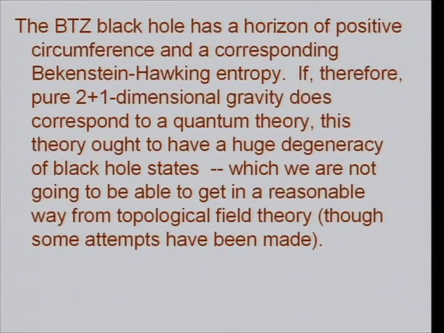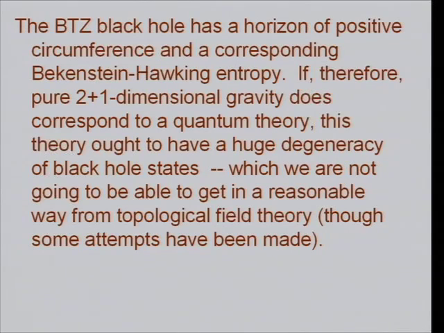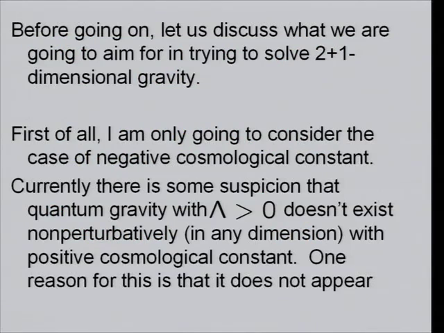Now, as I actually already mentioned, the BTZ black hole has a horizon of positive circumference and a corresponding Bekenstein-Hawking entropy proportional to the circumference. And therefore, if there is a quantum theory corresponding to pure 3-dimensional gravity, it ought to have a huge degeneracy of black hole states. And in my opinion, we're not going to get them in a reasonable way from topological field theory, though some attempts have been made. And in fact, there's a substantial community of people who are very enthusiastic about trying to do it. But it looks like an uphill battle.